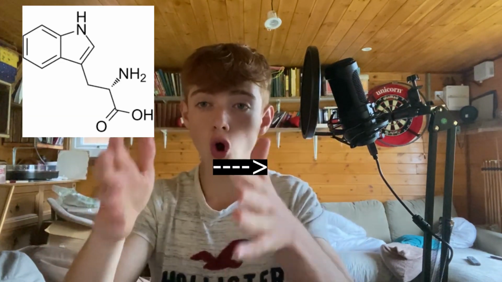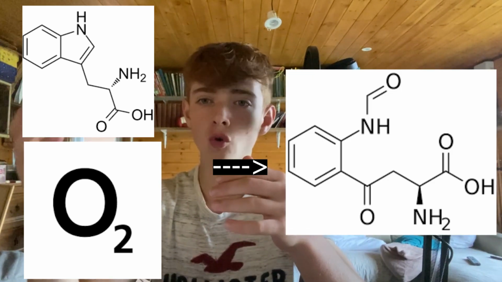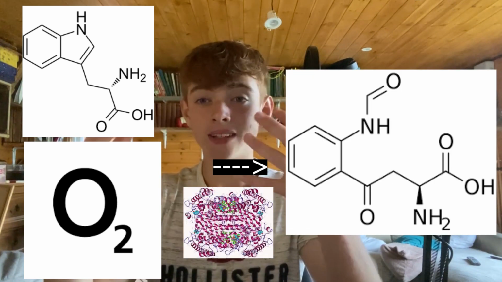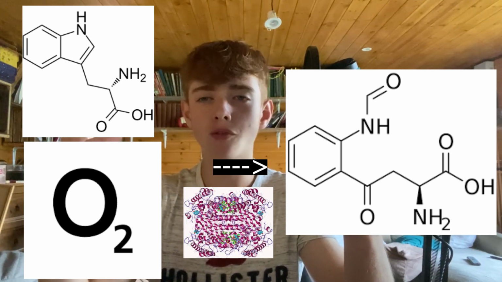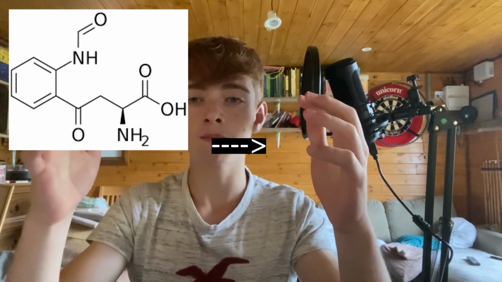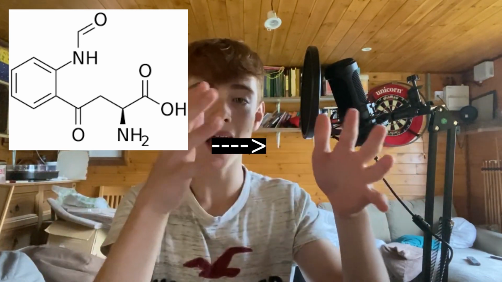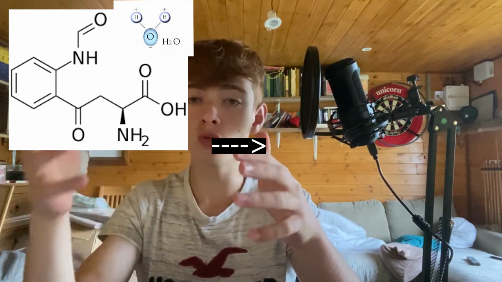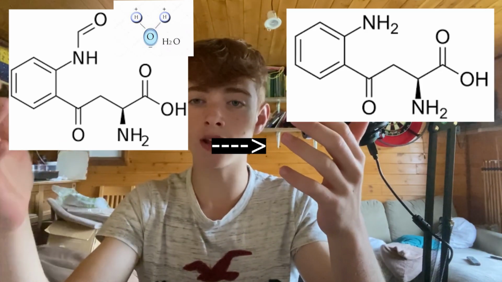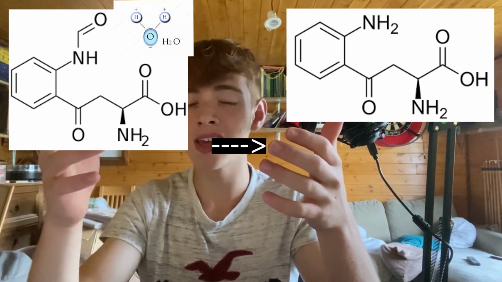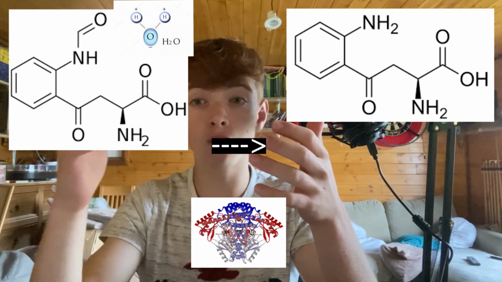The first reaction step inside of the metabolic pathway of vitamin B3 is tryptophan, as I said before, and an oxygen molecule turning into N-formyl kynurenine, and the enzyme that catalyzes this reaction is tryptophan pyrrolase. Then once you have N-formyl kynurenine, in the second reaction step of this metabolic pathway, you add it to a water molecule, and then you just get straight up kynurenine. The enzyme that catalyzes this reaction is kynurenine formylase.